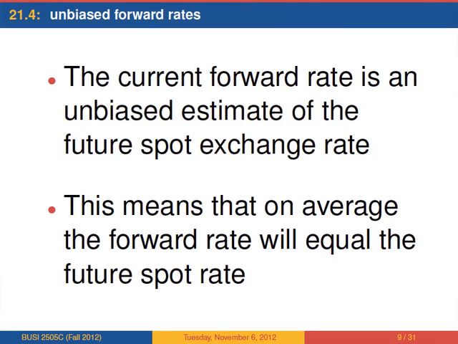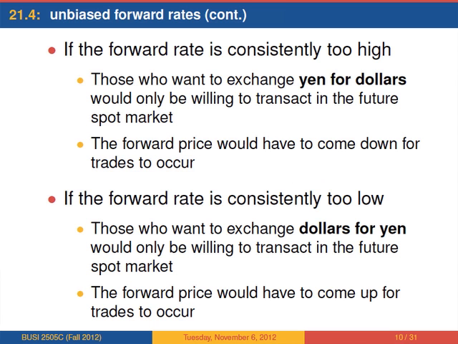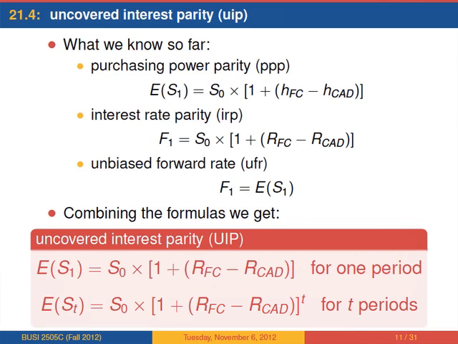So now, putting together everything we've talked about, the forward rate, the spot rate, we get to the concept of the unbiased forward rate. So the current forward rate, which is F1, you'll see the important relationship there is the third equation. So the first one that you've seen, the purchasing power parity, we saw that last week. We just did the interest rate parity.